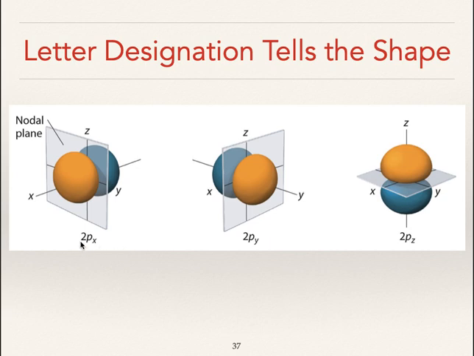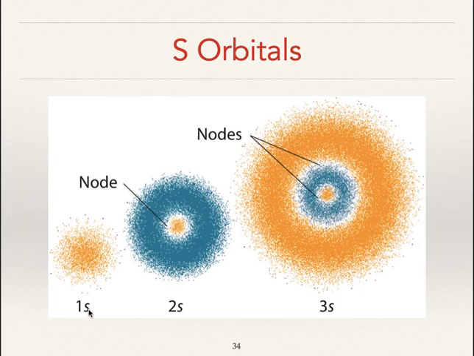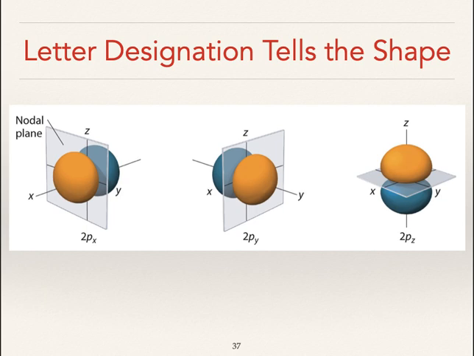The other thing you'll notice is that this is 2p and 2p and 2p. There's a 1s. Why is there no 1p? Well, we'll get to that later, right? But it turns out the p orbitals do start with the number 2.